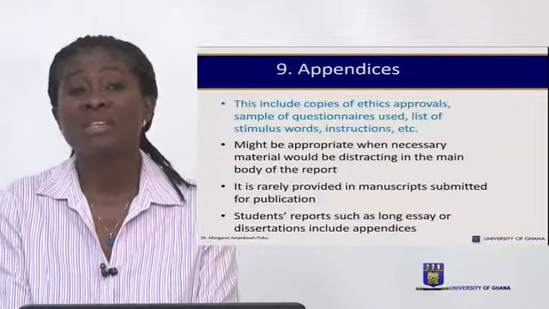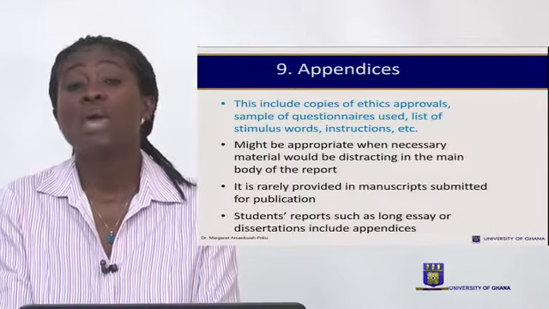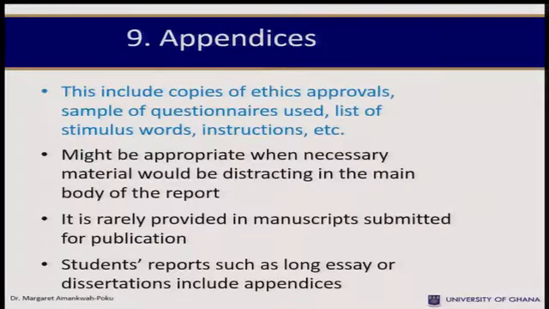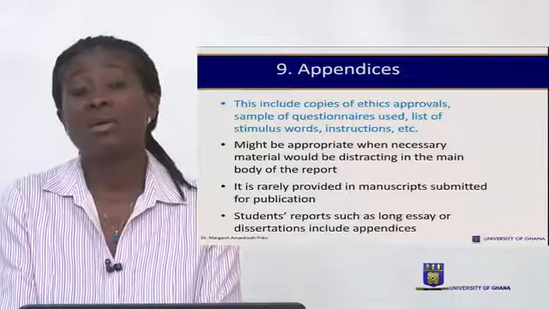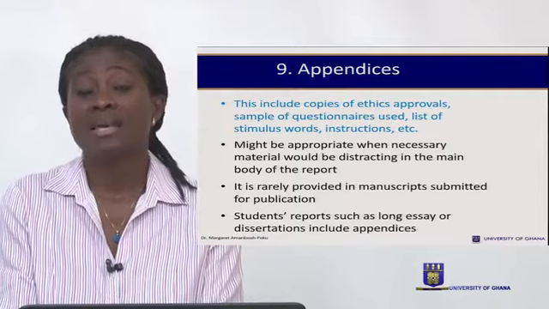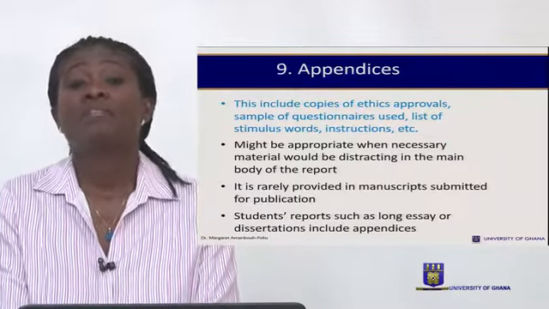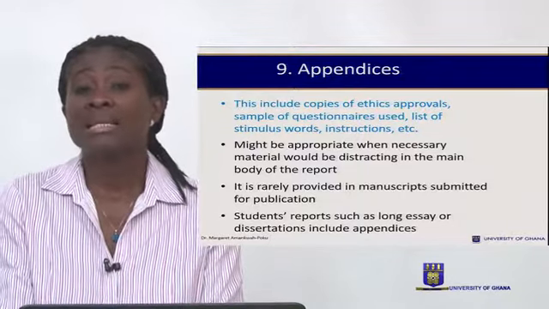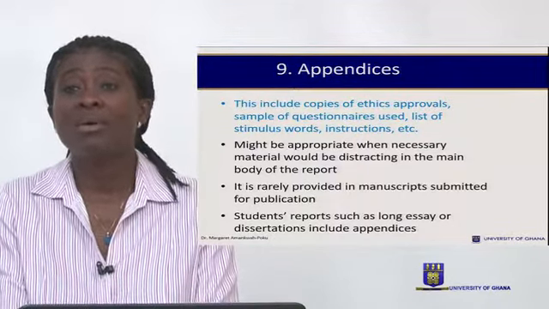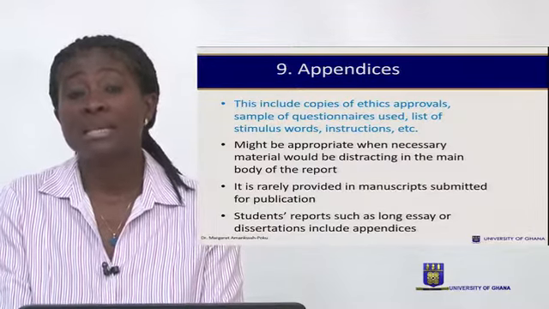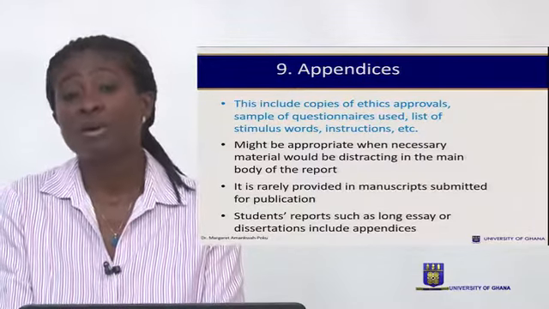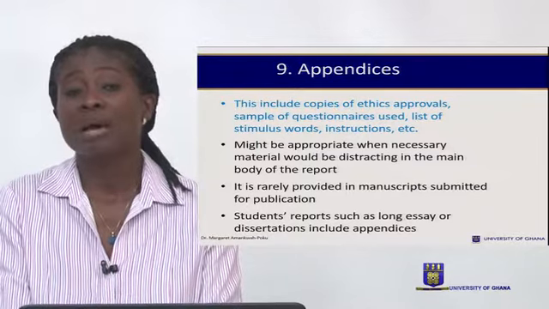Then finally, you come to the appendix. At the beginning, I mentioned the fact that in a research report, you may or may not include an appendix. So for instance, if you are writing a manuscript for a journal article, you don't include an appendix. But if it's a student's report, such as a long essay, such as a thesis, etc., you'd have to include an appendix. And in the appendix, for instance, you could include the letter that states that you obtained ethics approval. You would include the questionnaires that you used, a sample of your informed consent form, etc.